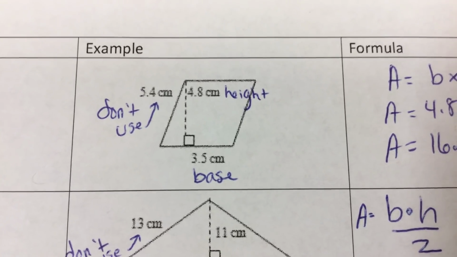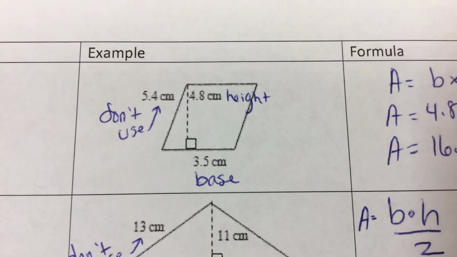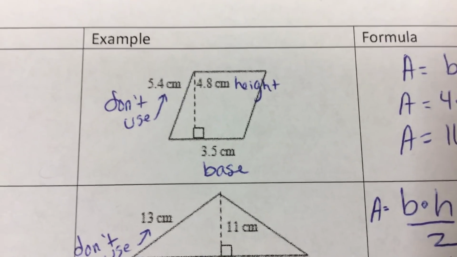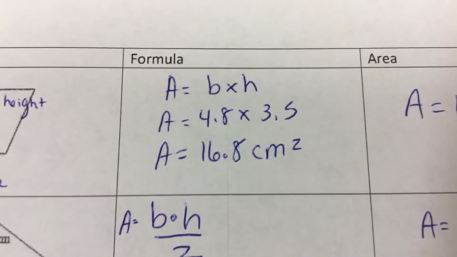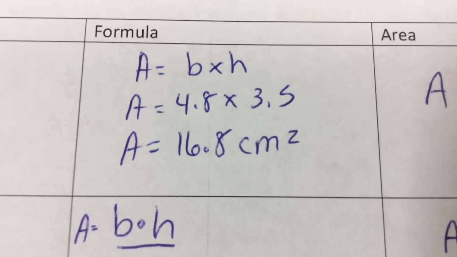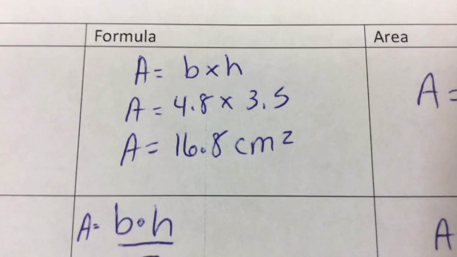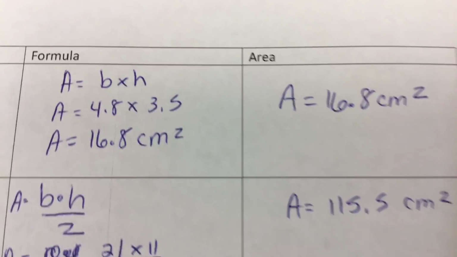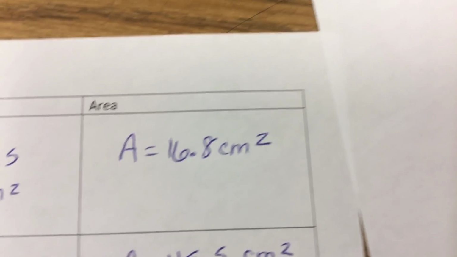So we're going to use the height as 4.8. We are not going to use 5.4, and we're going to use the base of 3.5. So it's still the same formula as a rectangle, base times height, but you have to know not to use the crooked height. You have to know to use the straight height. And when you multiply them, you get 16.8 centimeters squared. Please make sure you have that.